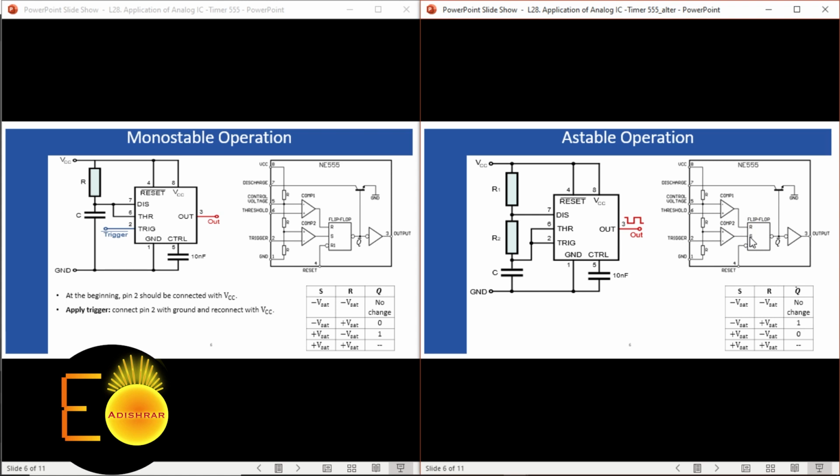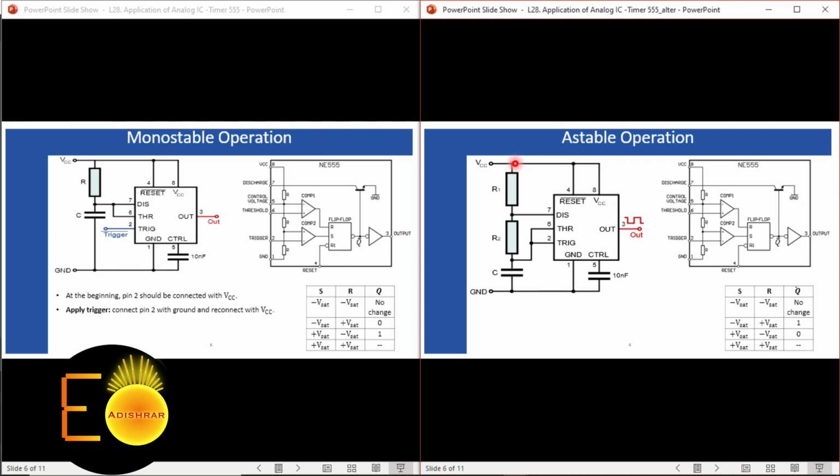So right now, logic 1 to this S and logic 0 to the R, and that corresponds to the set state. Set state means Q will be 1 and Q bar will be 0. When Q bar is 0, the output will switch to plus VCC. And when Q bar is 0, this transistor is turned off, and this path right now doesn't exist.